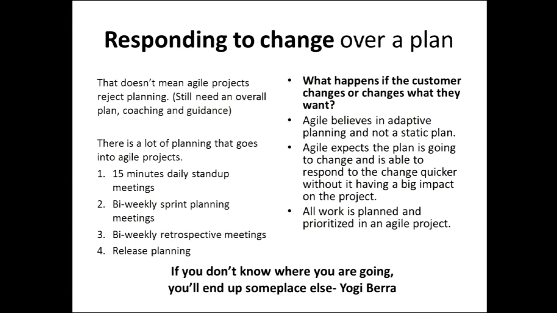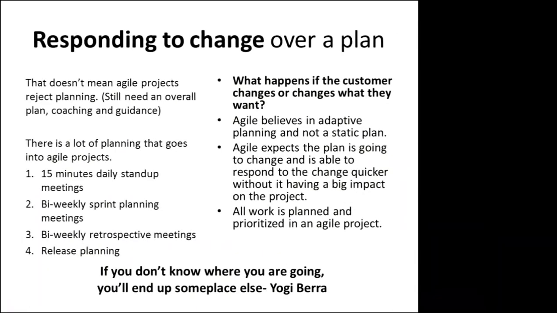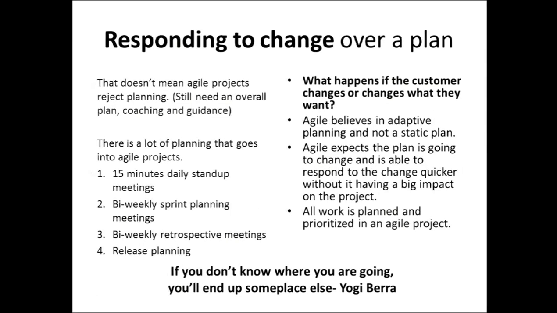Bi-weekly sprint plannings and retros. What happens if the customer changes what they want? Be adaptive, not a static plan. That's why you have sprint plannings on a 2-week basis. If something changes, you can change. You can respond to the change. A lot easier if you're meeting on a regular basis than if you meet and then forget about it until you're trying to deliver something. So Agile, in fact, expects that the plan is going to change.